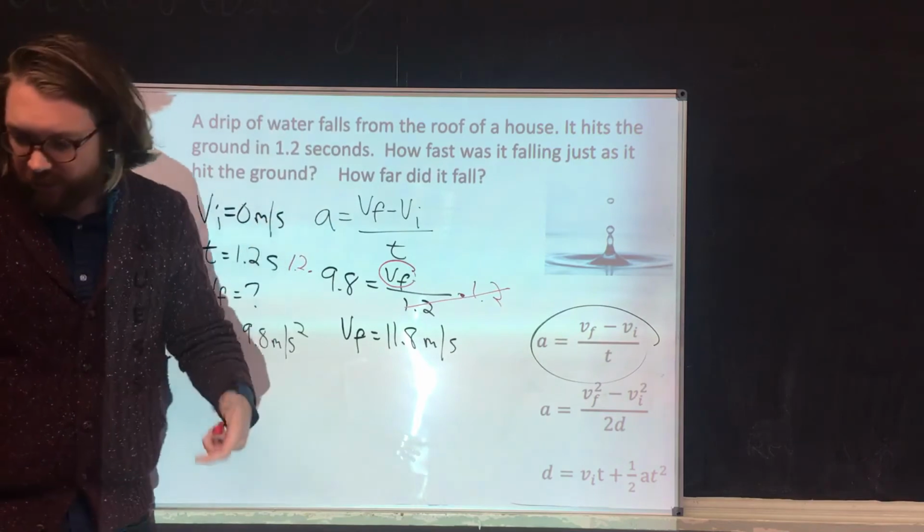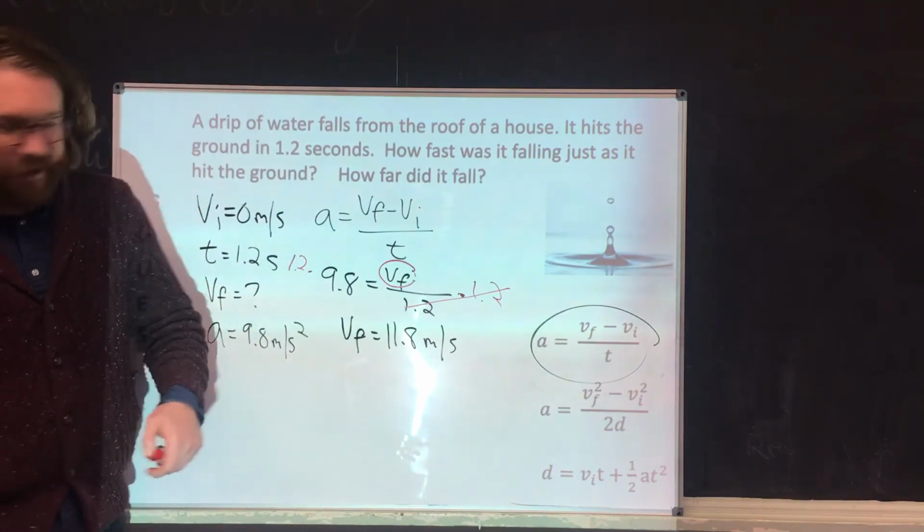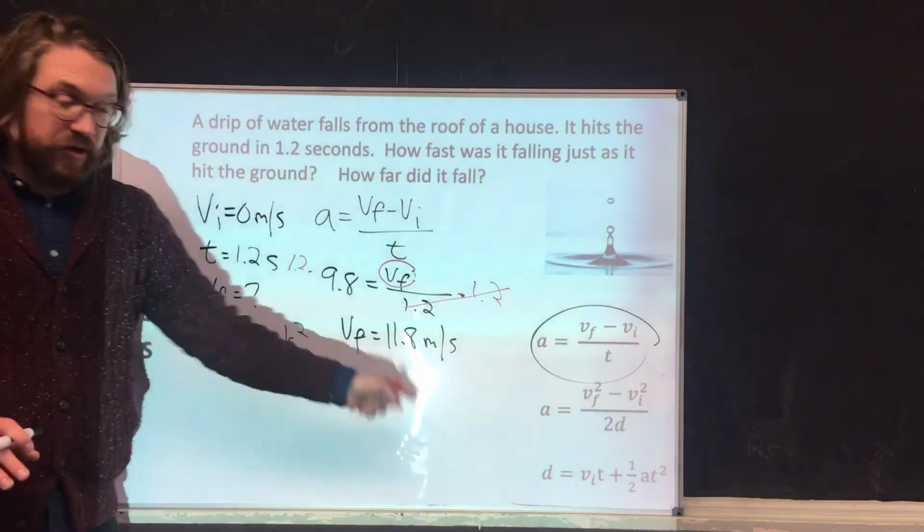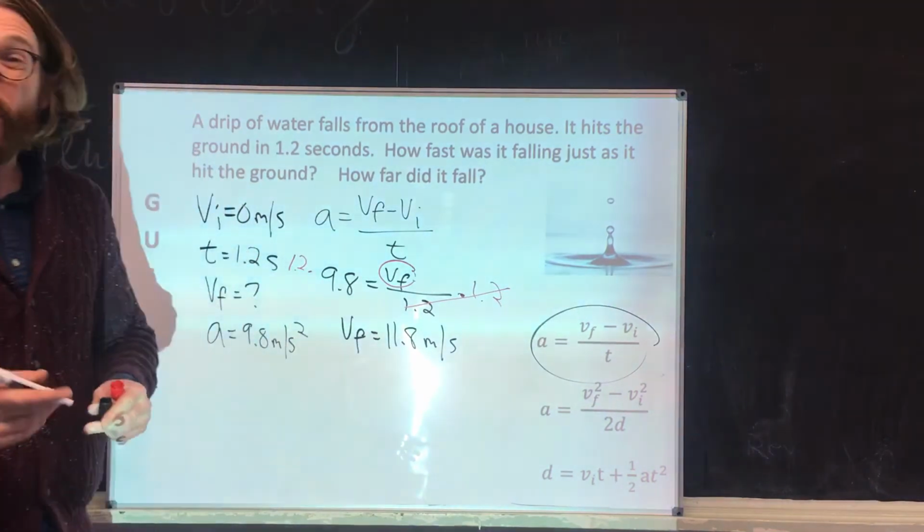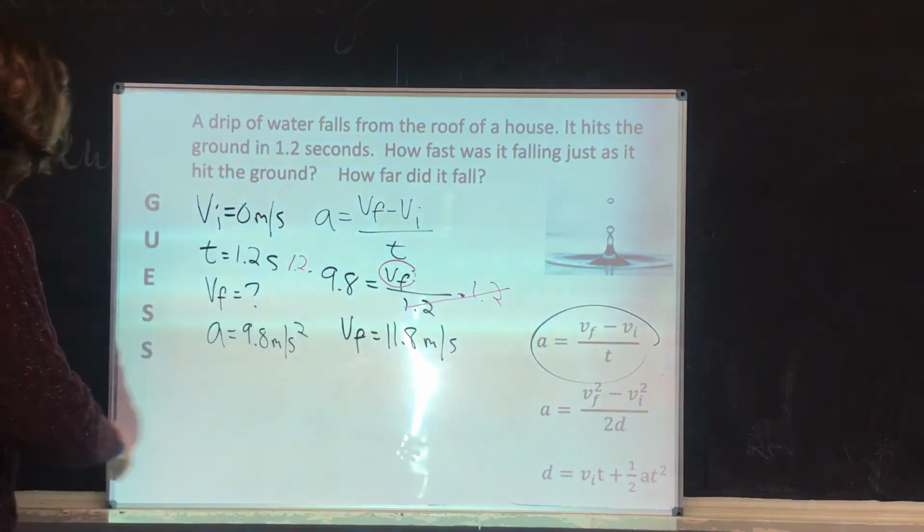I don't have my calculator on me, so I had to do these beforehand. Yeah, so you know that drop of water is going 11.8 meters per second, about 20 miles an hour. So it's going pretty fast.